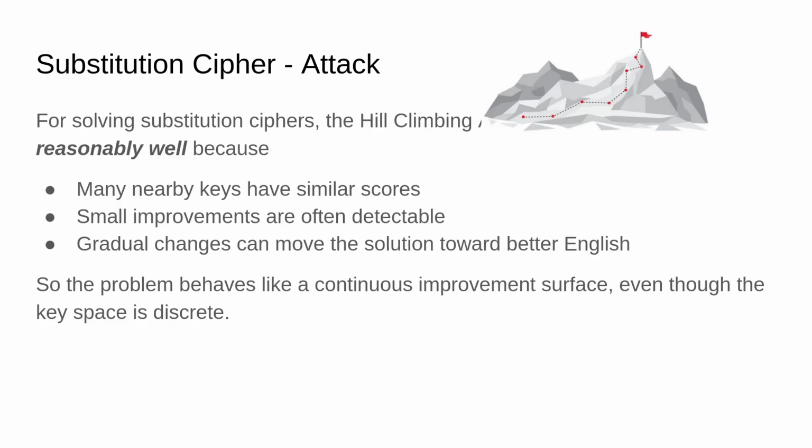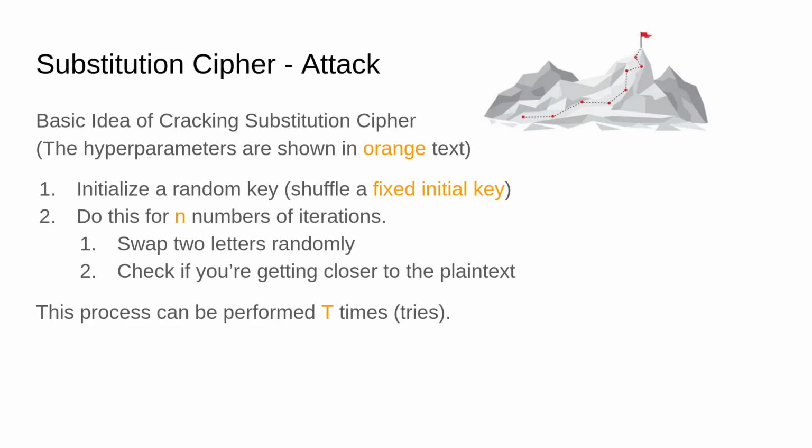This method works surprisingly well for breaking substitution ciphers. So this is the algorithm, a basic cracking process. First, we generate a random key. We can do that by shuffling a fixed alphabet, ABC all the way to Z, with a knot shuffle. And then we randomly swap letters in that key. After each change, we check whether the new key improves the result based on some scoring function.